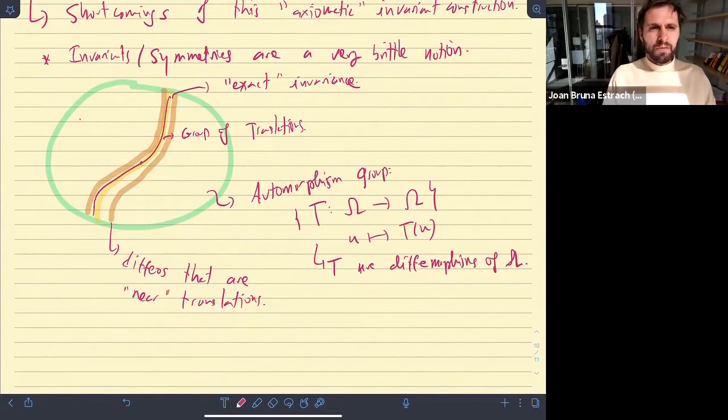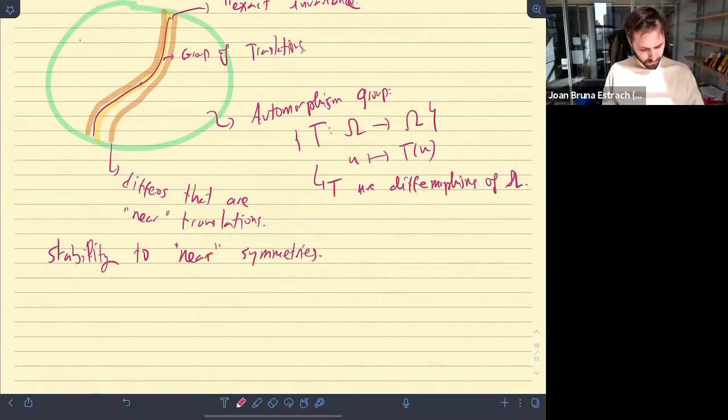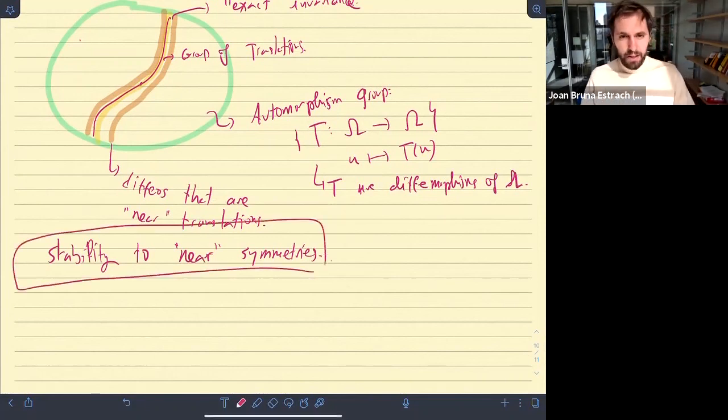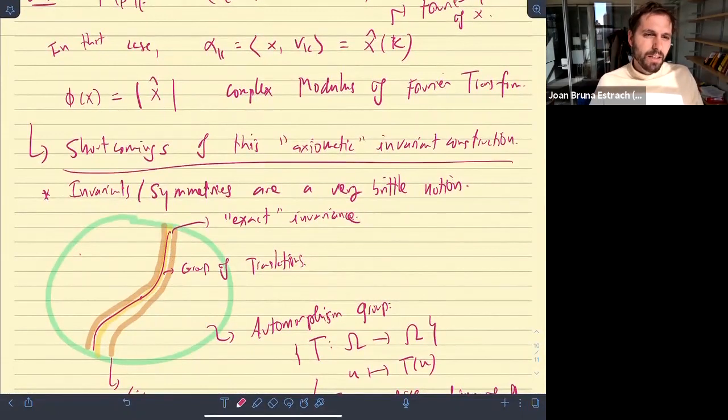So when we build invariant representations, we should not only worry about whether it respects the axiom of being invariant, but we should also see what happens nearby this group. Whether it's stable to things that are almost a transformation, almost a symmetry. So basically this is a stability to near symmetries. That's the key property, and somehow this axiomatic representation that I described is not going to be great at it.